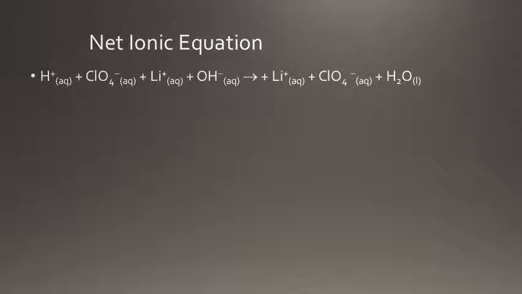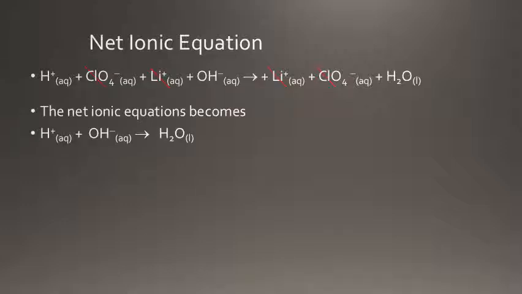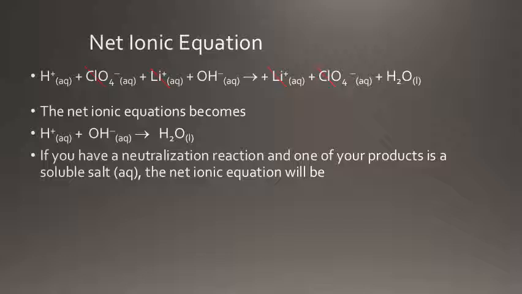Like before, to find our net ionic equation, cancel out the spectators, our perchlorate, our lithium. We're left with our net ionic equation. H plus aqueous plus OH minus aqueous goes to liquid water, just as before. So if you have a neutralization reaction and one of your products is a soluble salt, the net ionic equation will be H plus OH minus going to liquid water. Good thing to remember.